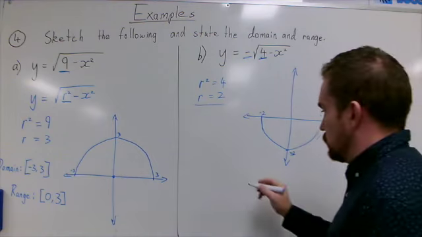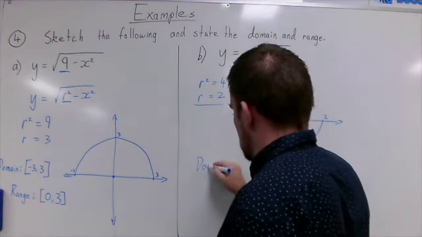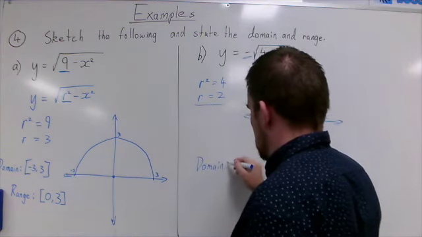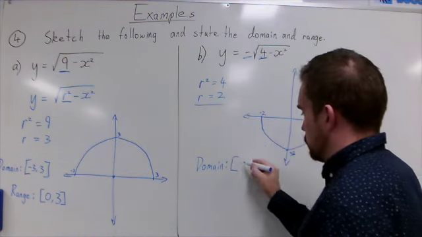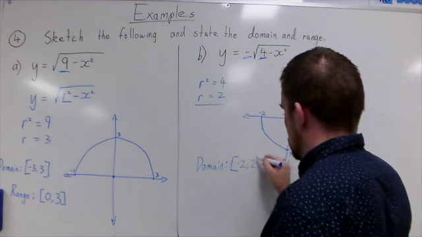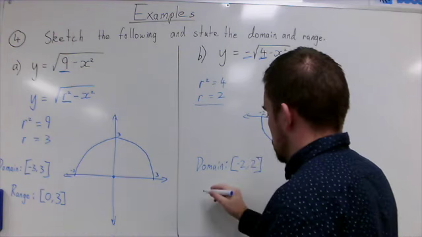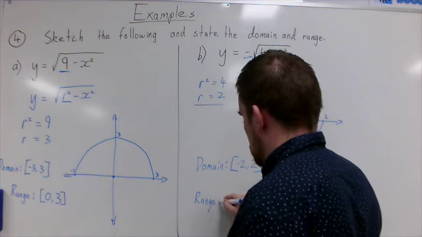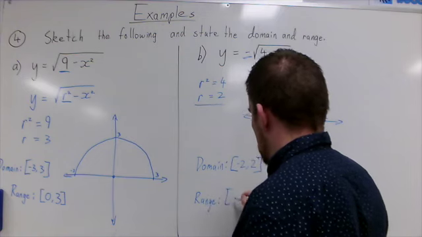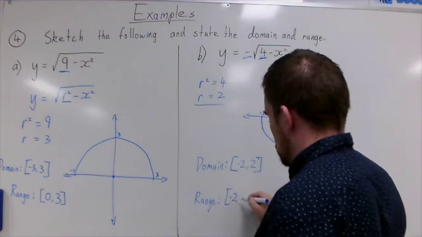Again, domain and range. So domain, that will run from minus 2 to 2. Range is from minus 2 up to 0.